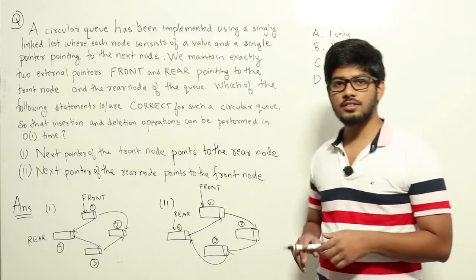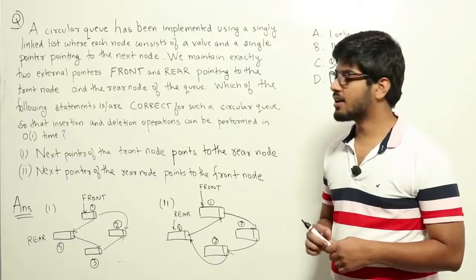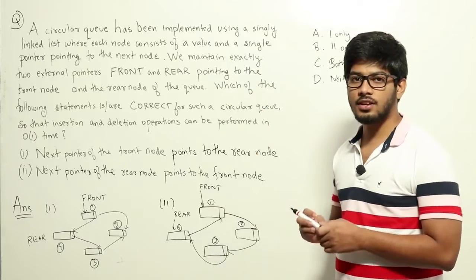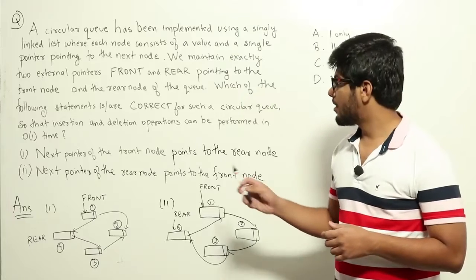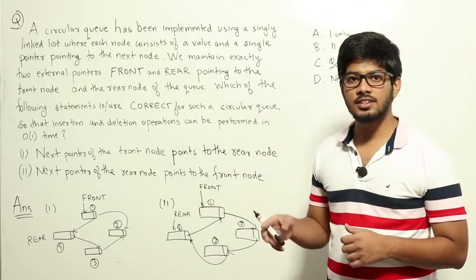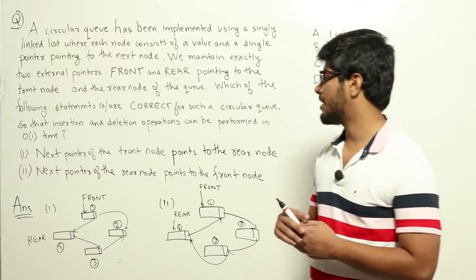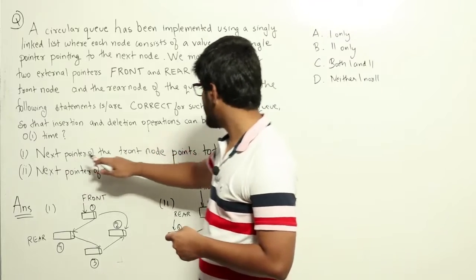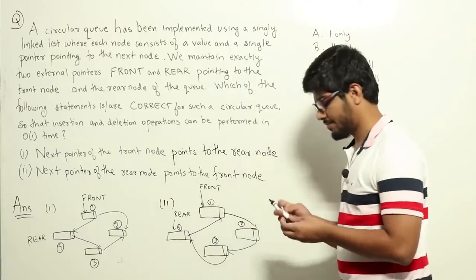So this is a question from data structures regarding circular queues. In the question, they have given us 2 implementations of a circular queue, and then we need to find out in which of the implementations insertion and deletion both can happen in O(1) time. So let's look at the first one. Here, next pointer of the front node points to the rear node.